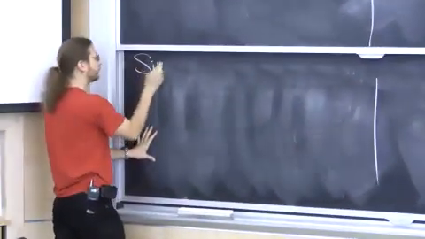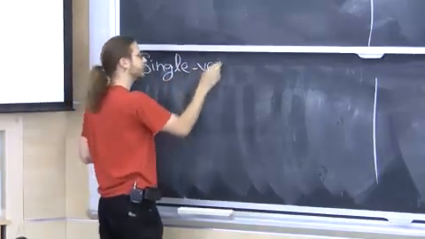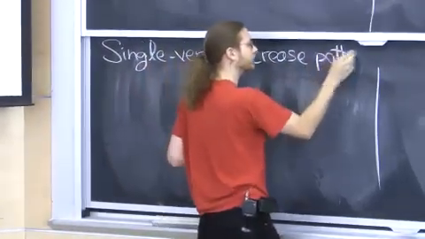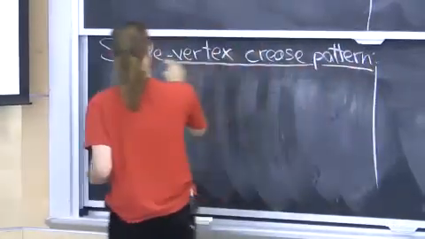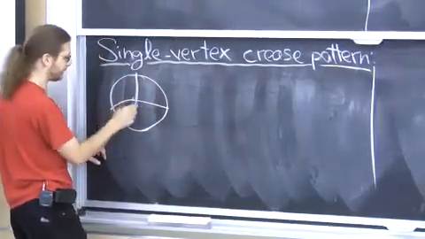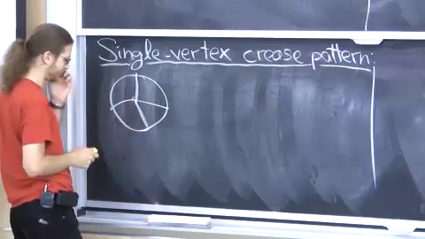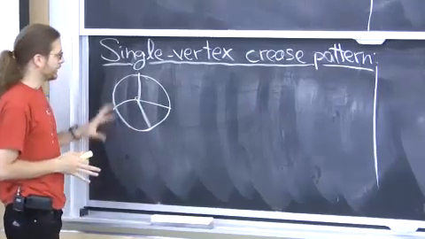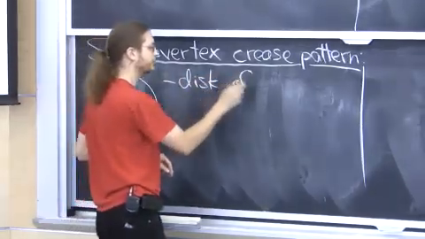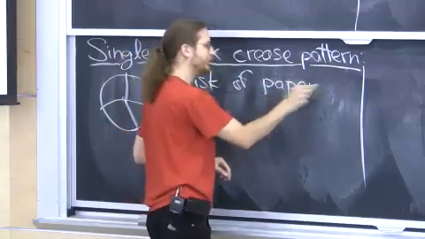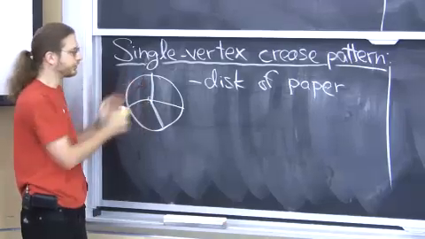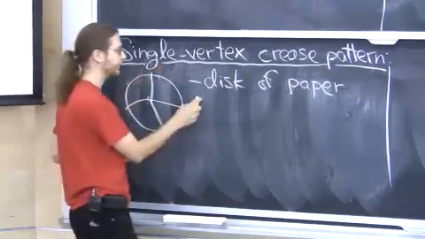We call these single vertex crease patterns. So something like this, this is the example I have made. That should be flat foldable. So we think of having a disk of paper. It doesn't really matter, but it's going to be easier to reason about and think about a disk of paper. Really, we just mean some small region around that vertex. There's obviously one vertex in the crease pattern.